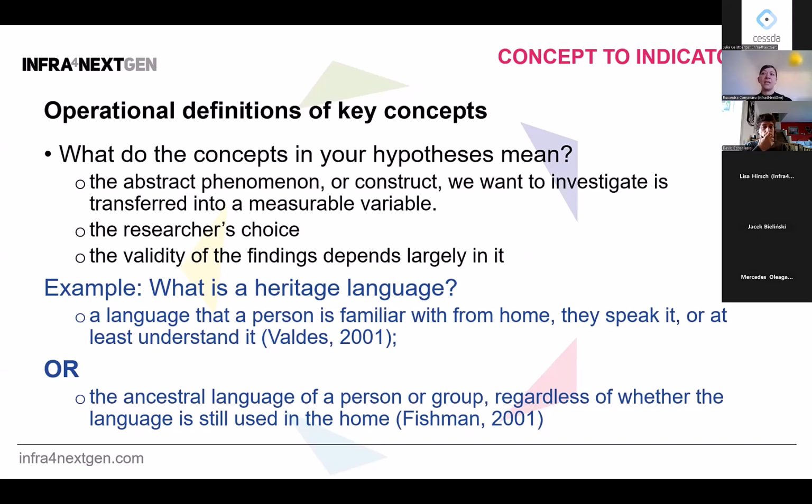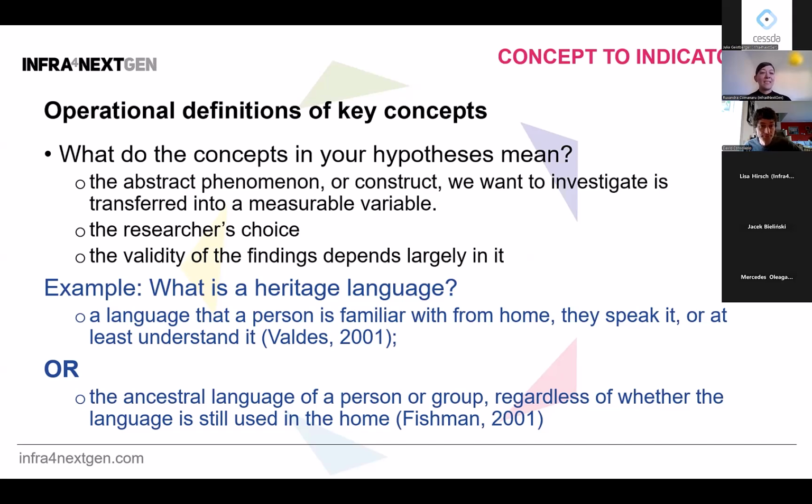One of the definitions is a language that a person is familiar with from home. They speak it, or at least they understand it. But there is another definition coming from the same year from a different researcher. And this definition is the ancestral language of a person or a group, regardless of whether the language is still used in the home or not. So as you can see, just by choosing one of these two definitions to cover our concept of heritage language, we already need to look at different indicators. We already would ask very different questions about heritage language that would define our concept.